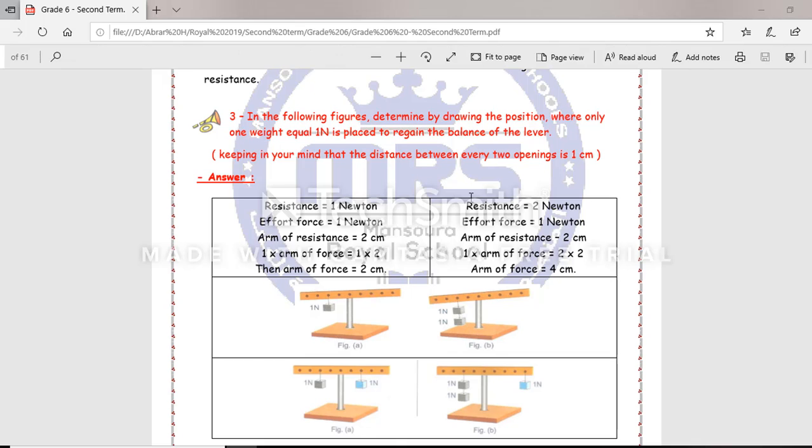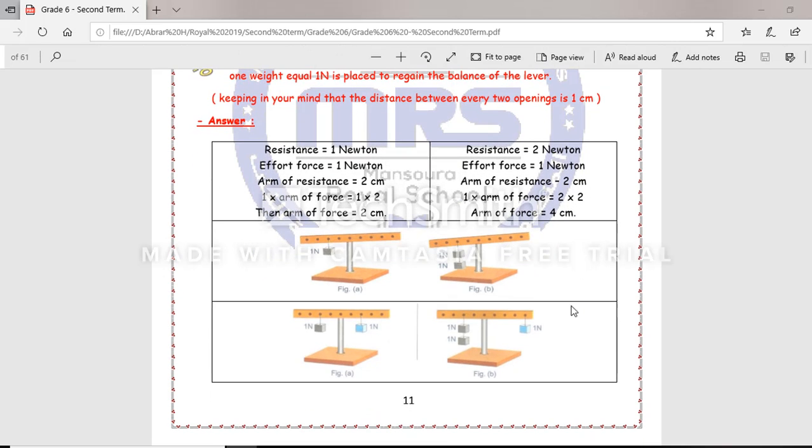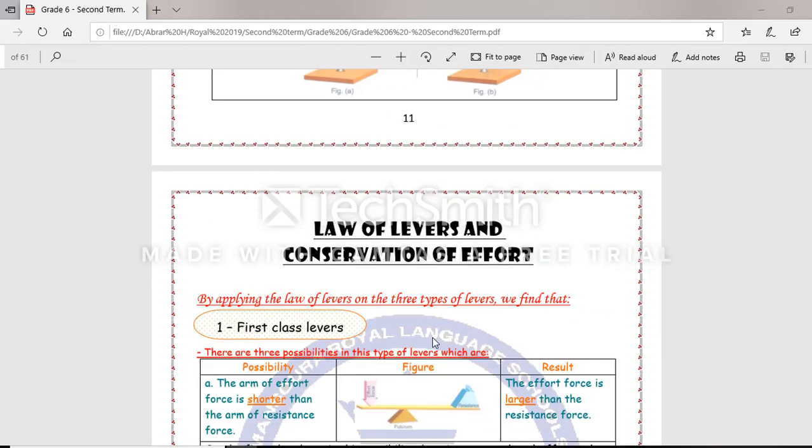In this case, I have the resistance equal to 2 Newton, the effort force equal to 1 Newton, the arm of resistance equal to 2 centimeters, and he wants to know also the arm of effort force. So 2 times 2 divided by 1 equals 4 centimeters. So here the weight must be placed away from the fulcrum by 4 centimeters.